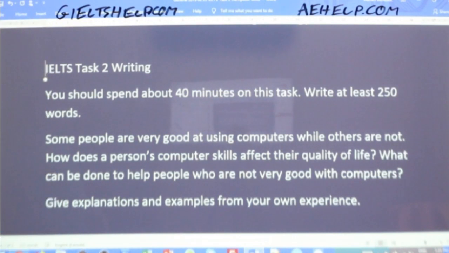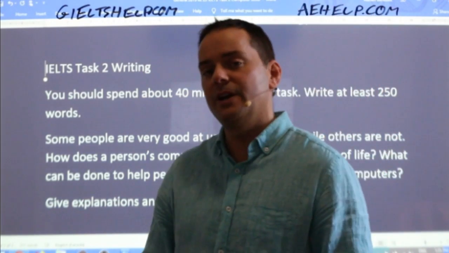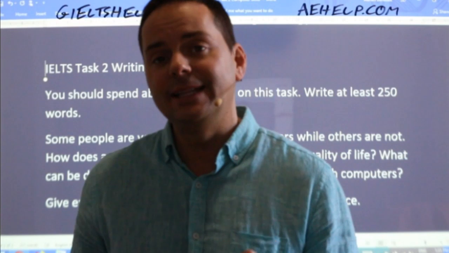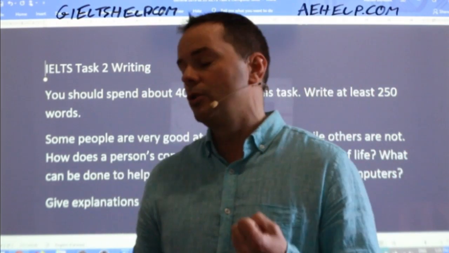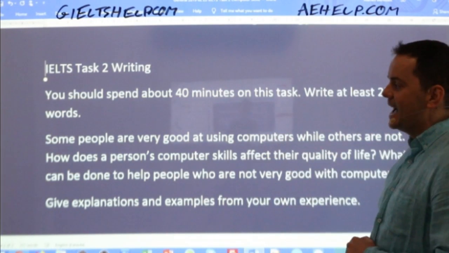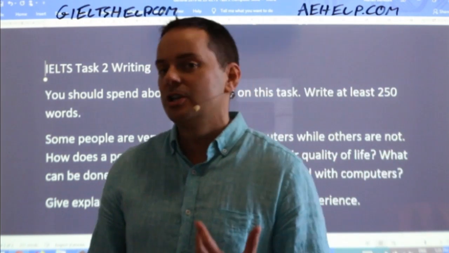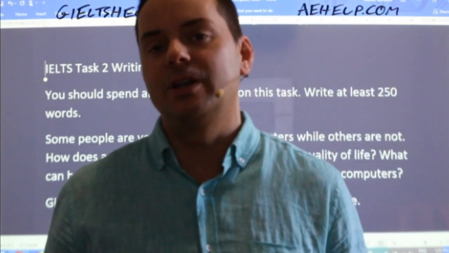Excellent. Okay, students, as a first step for task 2, we want to paraphrase the question. Paraphrase means to say the same idea but using different words. So go ahead, students, and write this question into the chat in your own words. Show me that you understand this question. Show me that you have other vocabulary with this topic. Okay?